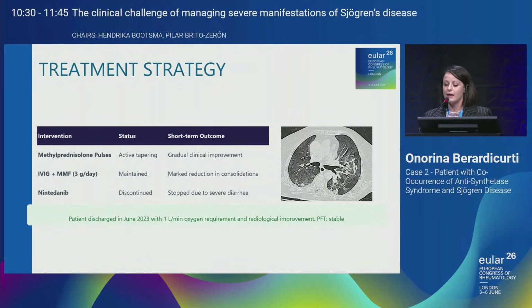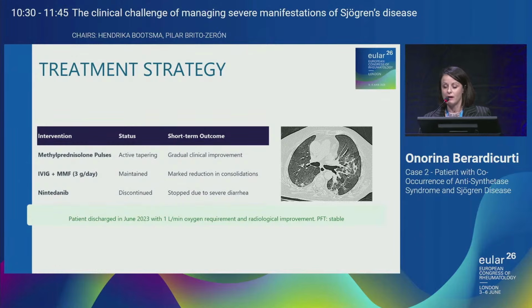started the treatment due to the rapid alteration in her lung function, with an important immunosuppressive strategy. So we started with methylprednisolone pulses, followed by active tapering, and we added mycophenolate mofetil up to 3 grams a day, and intravenous immunoglobulins to have something that acts very fast to treat the ILD condition, and also we added nintedanib. The nintedanib was later discontinued due to severe diarrhea, but following the treatment, the patient started to improve, and she was discharged in June 2023 with a minimum requirement of oxygen and actually a good lung function.